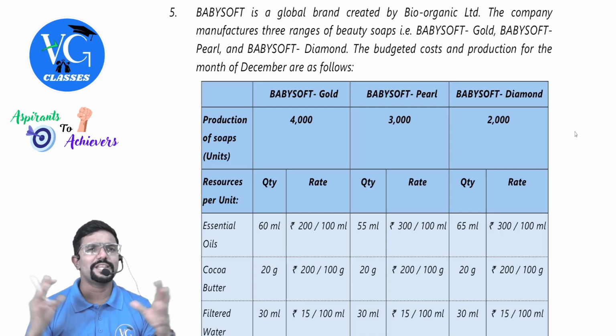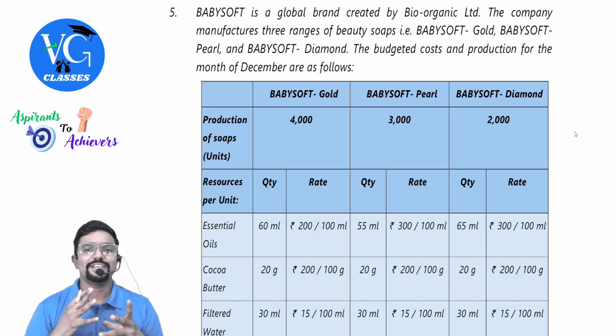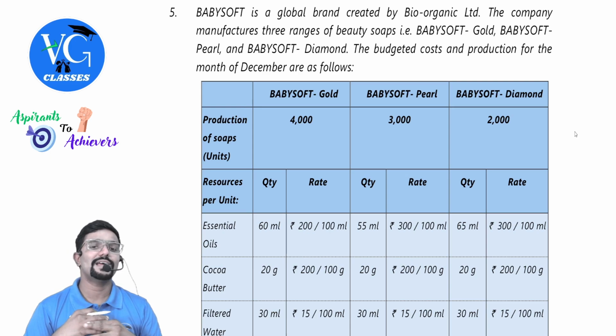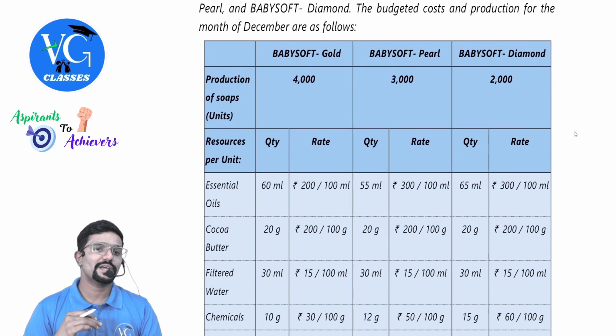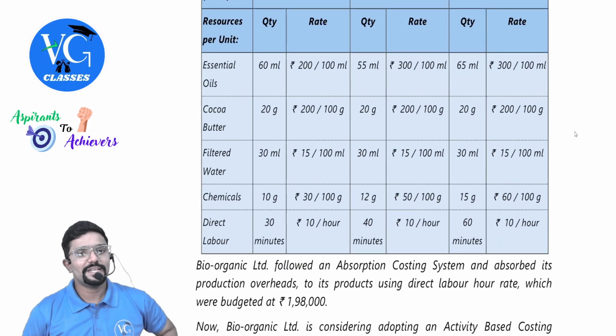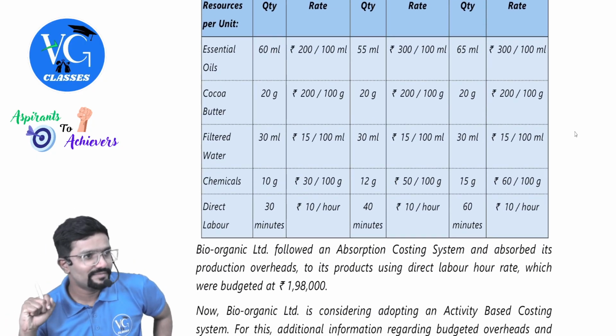Sure. These are the three product guys. That is cost objects. The budgeted cost and production for the month of December are as follows. Baby Soft Gold, Baby Soft Pearl, Baby Soft Diamond. Production of soaps in quantity is given. Okay, sir. Guys, here ML, G and all is given.